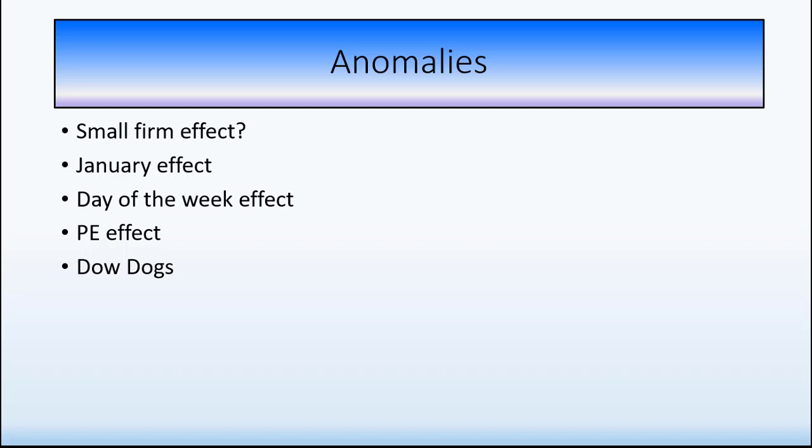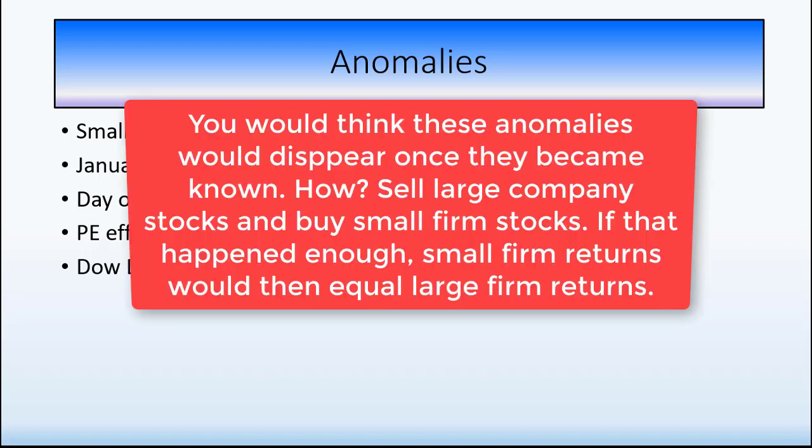In effect, it happened with the small firm. Once people realized that the small firm effect existed, the effect disappeared. So why does the January effect not disappear? That's a good question. There's no real good answer to that. That's why these are called anomalies.